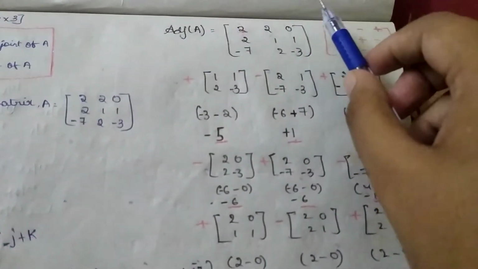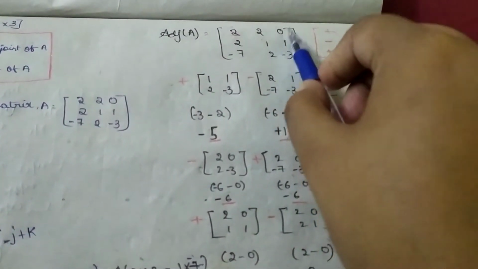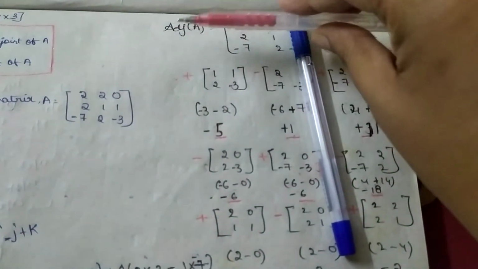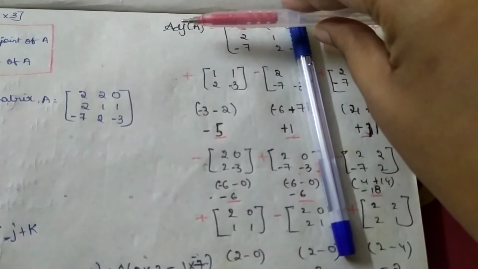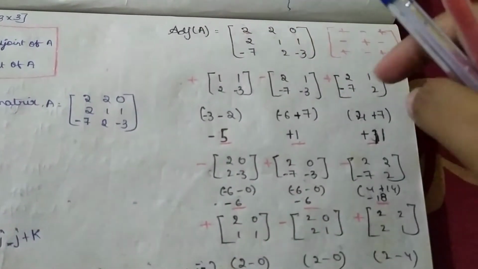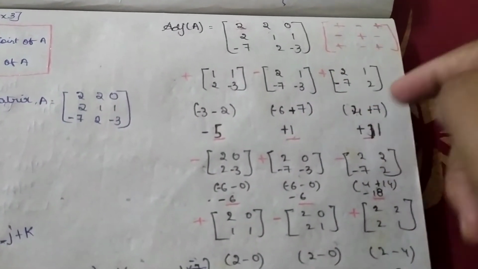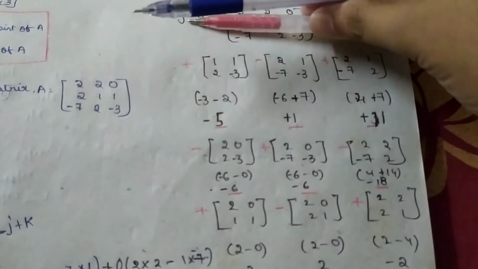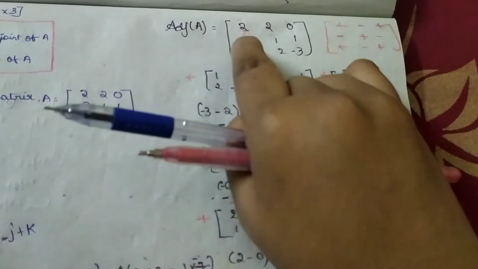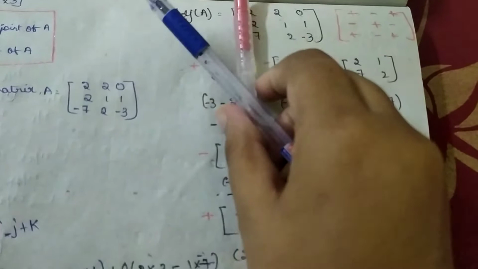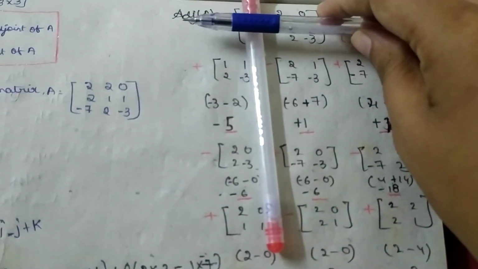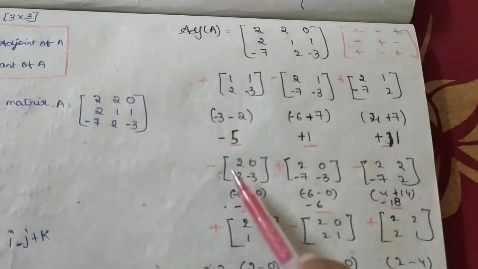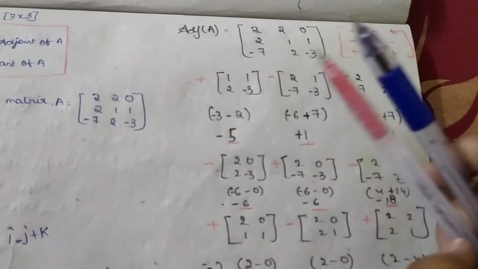In the same way you have to do 0. Next we are taking 0, closing this column and this row. What are the values there? 2, 1, minus 7, 2. So 2 into 2 is 4, minus 7 into 1. So again we are taking 2, this second 2. So we have to close this row and this column. What are they? 2, 0, 2, minus 3. So minus 3 into 2, 2 into 0. So minus 6 we got.